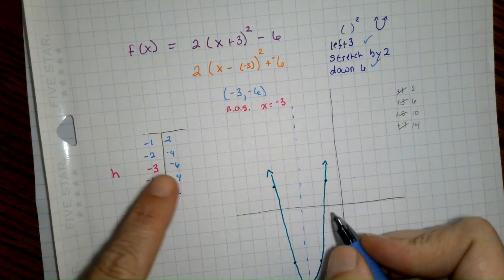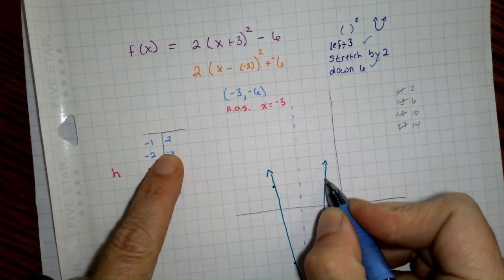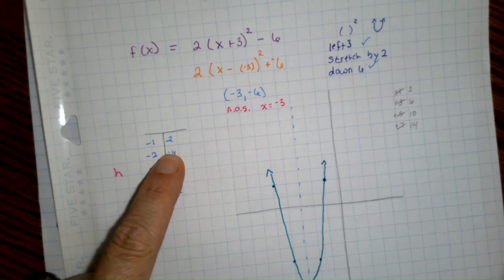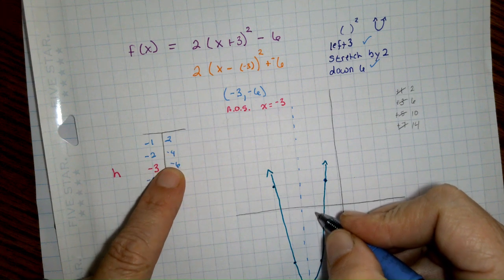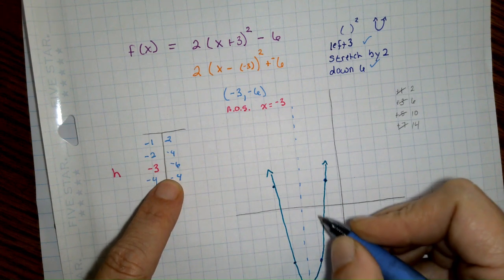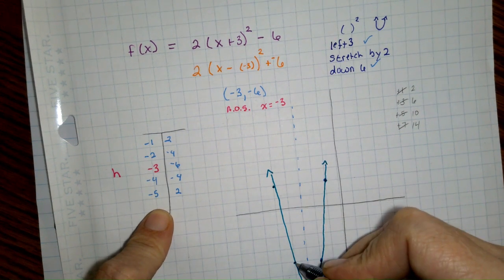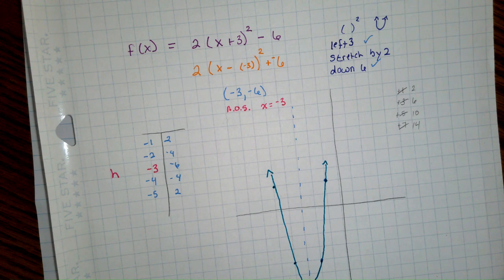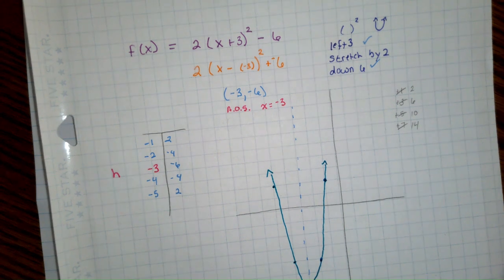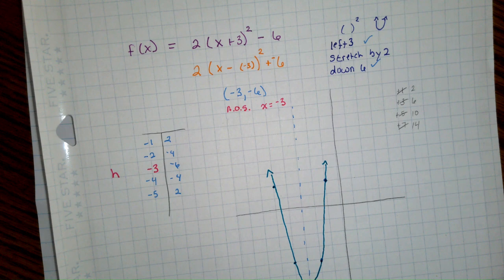So let's check that ordered pair. Left 1, up 2. Hey, that was on that graph that we did with the pattern. Left 2, down 4. Yep. Left 3, down 6. Yep, spot on with our vertex. Left 4, down 4, and left 5, up 2. So if you can find the axis of symmetry and make a table of values, then you can graph pretty much any of these equations. So that's really the big deal, is really knowing that HK shift, especially the H part of that.